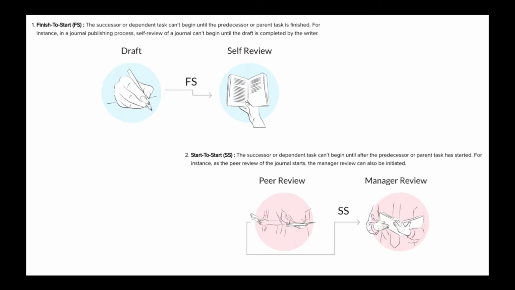So finish to start, which is labeled as FS inside Zoho Projects. It means that the next task can't begin until the predecessor is completed. In Zoho Projects, we call them successors and predecessors. So that's the terminology you'll see in our application. And when you choose a successor or predecessor, you have to label it FS, SS, FF, etc. And that's basically how you actually put it into the product itself.